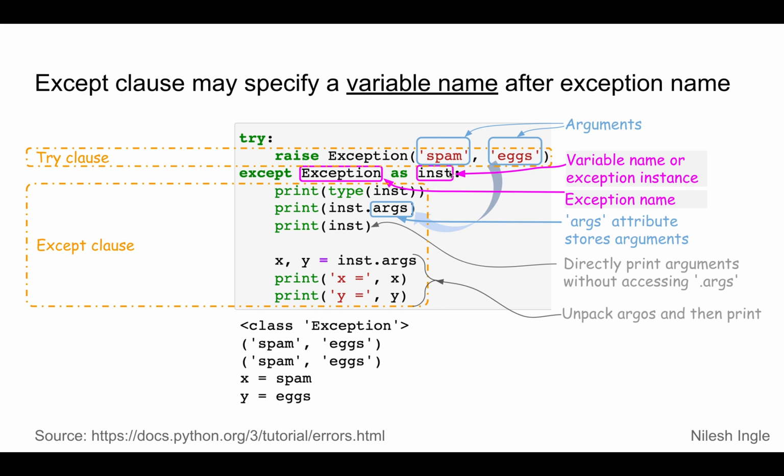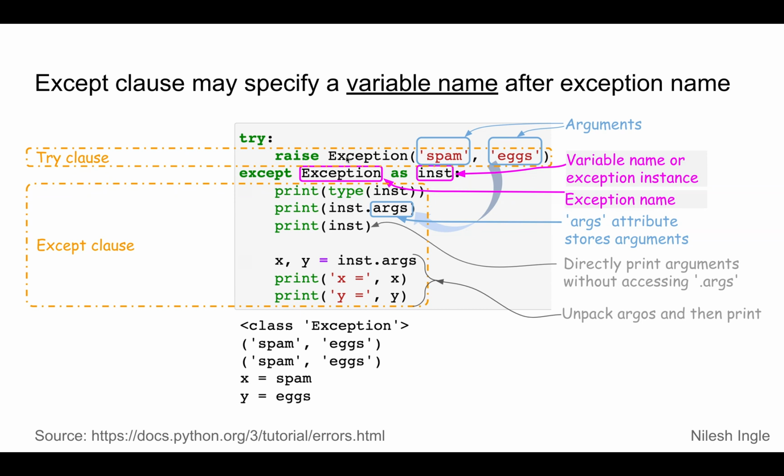that instance that is created inside of that except clause, where here we are saying print type of instance, print instance dot args, and what we see in the output is it's a class exception. And when we say instance dot args, what we get in the output are the arguments for the exception that we have specified in the try block.